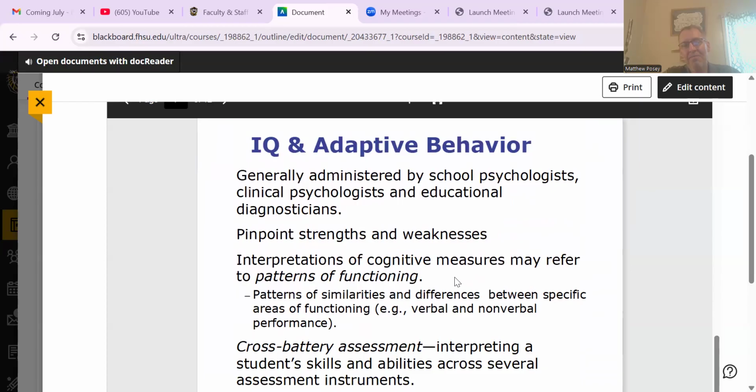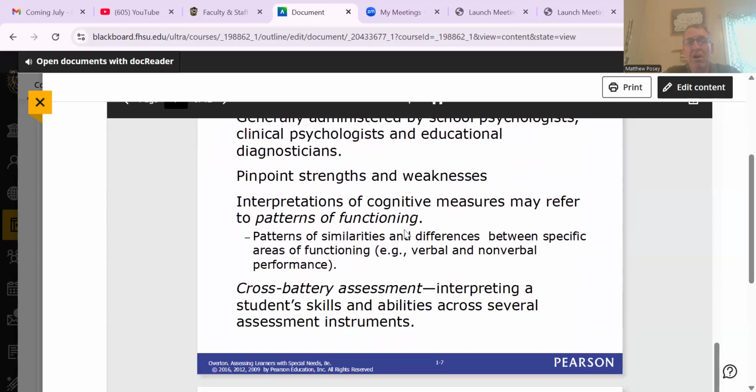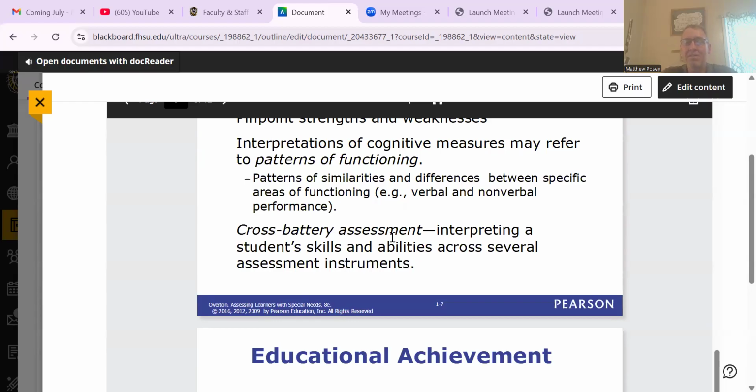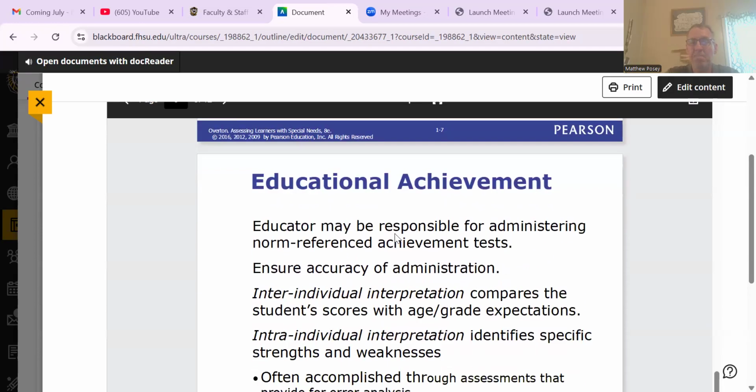Also, in interpreting test results, we want to look at IQ and adaptive behavior. A lot of times, or a majority of the time, these are generally administered by the school psychologist or a psychometrist. It pinpoints strengths and weaknesses. Also, interpretation of cognitive measures may refer to patterns of functioning, looking at similarities and differences between specific areas. And then also doing what we call cross battery assessment, where we interpret a student's skills and abilities across multiple assessment instruments. And that's not uncommon or unheard of, to use multiple assessments.